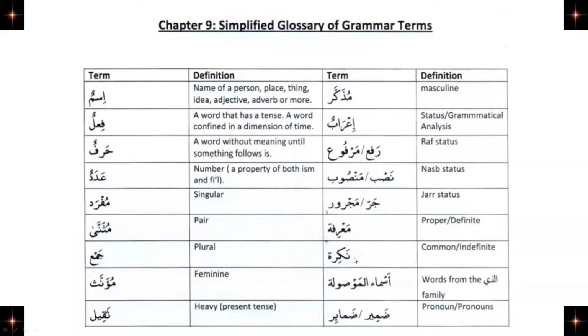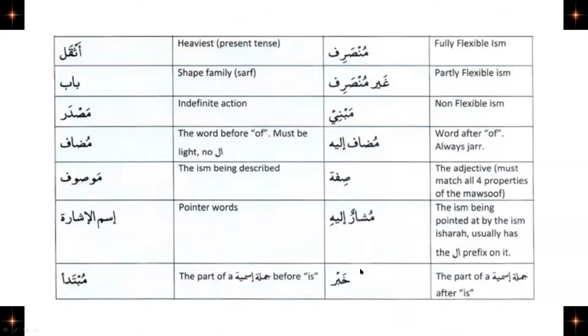And then mu'arraf and nakira, it's about proper and common. Asma al-mawsula are the allazi words. Dama'ir are the pronouns. Then asqal, heavy, or babun. Of course, babun means a family. This one has to do with sarf mostly. Masdar, this is a word that when you do sarf, you come to know how to technically define it. Mudaf and mawsuf and ism al-ishara, mubtada, khabar, ism mushar ilayhi, sifa, mudaf ilayhi, mabni, ghayr munsarif. Of course, ghayr munsarif, we have not been using a lot, but it means partly flexible. And then munsarif is fully flexible.